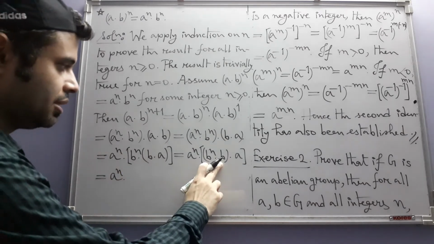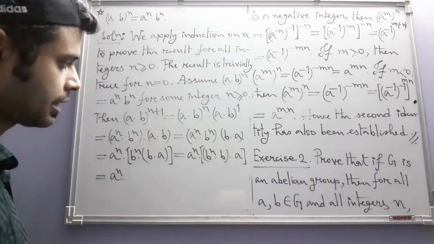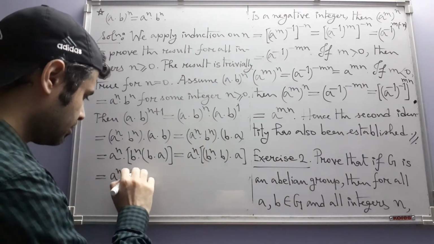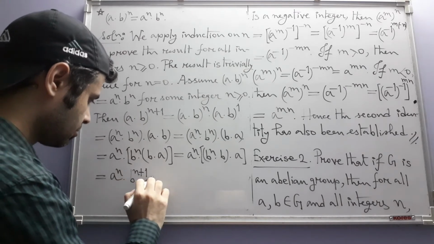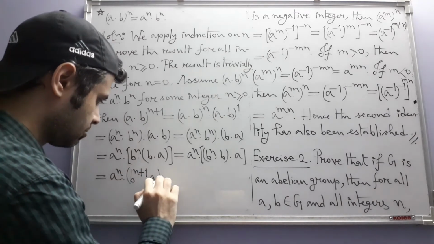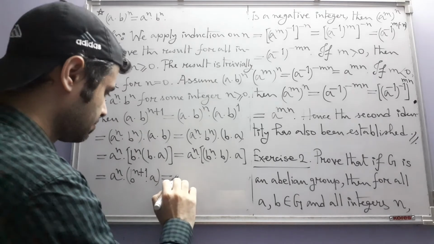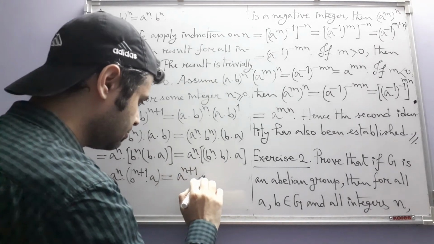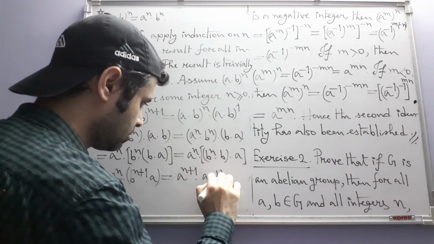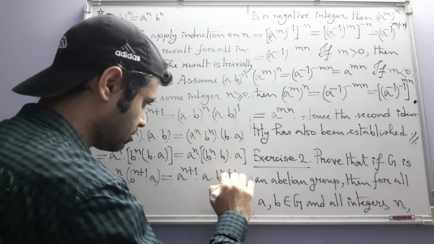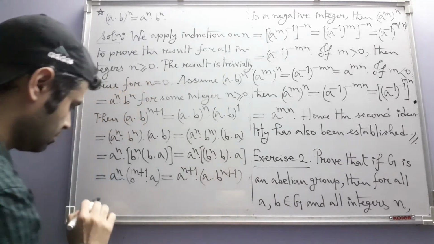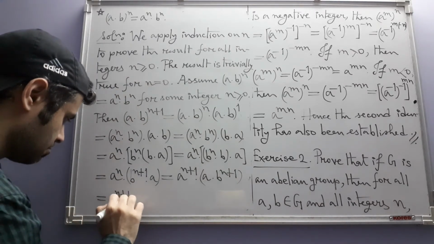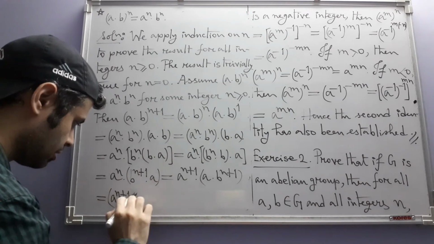Now in place of b, you can write b to the power 1 and then use the first law of exponent. Doing that, you will get this. Again use commutativity to write b to the power n plus 1 dot a like this. Then again use the associative law. And then the road ahead is clear.